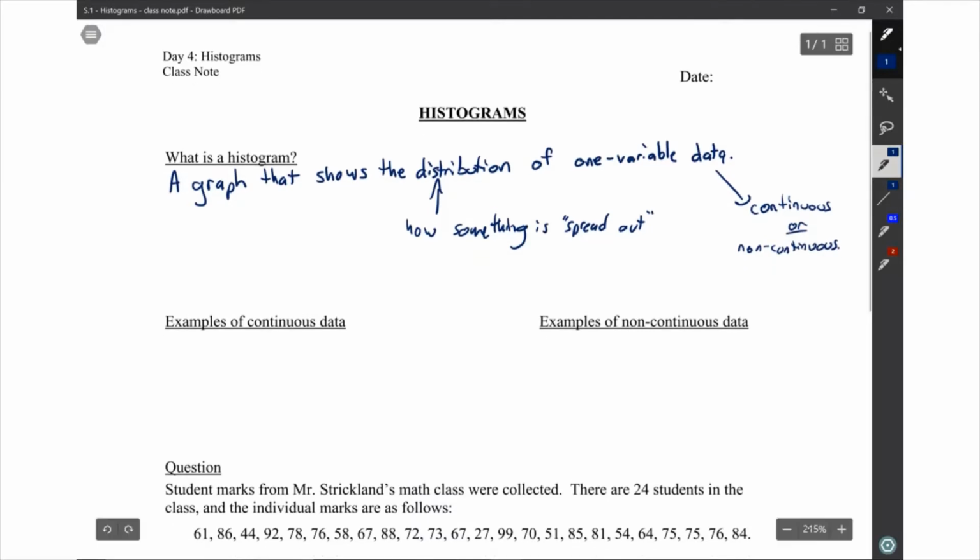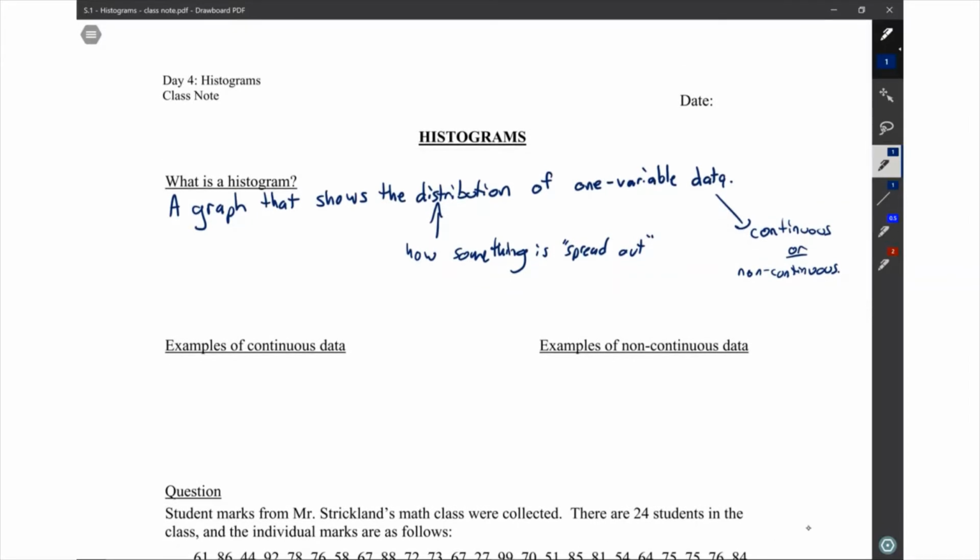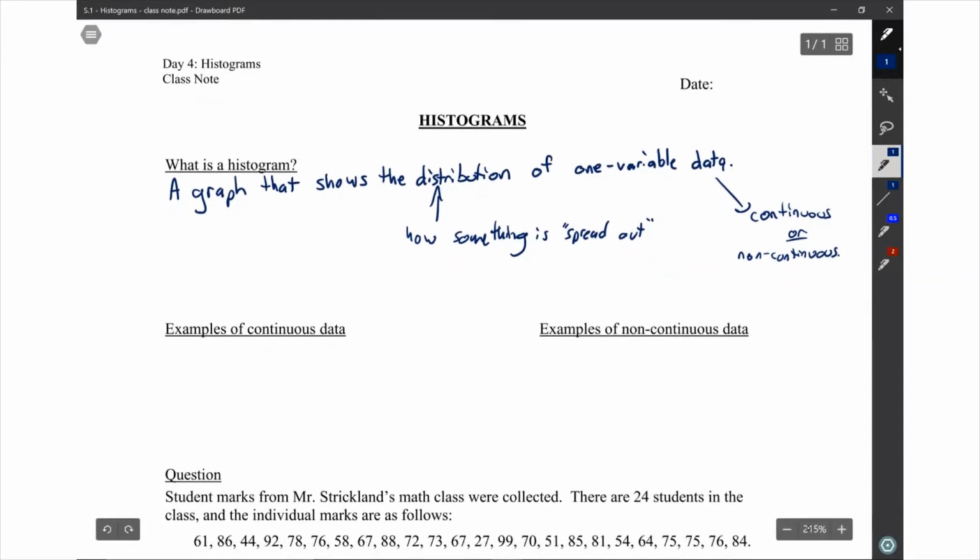Continuous data is data that can take on any value within a given range. So, for example, your height could be 5'5", or your height could be 5'6", but it could also be 5'5.5", or you could be even in between 5'5" and 5'5.5". There's always going to be a number in between the other numbers if your data is continuous, an option between the other two options.